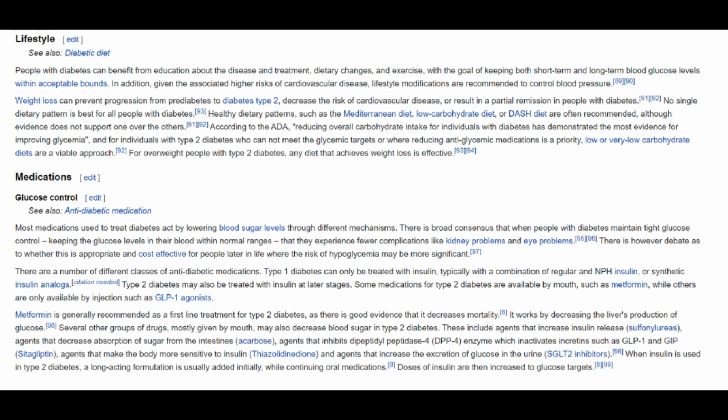Some medications for type 2 diabetes are available by mouth, such as metformin, while others are only available by injection, such as GLP-1 agonists. Metformin is generally recommended as a first-line treatment for type 2 diabetes, as there is good evidence that it decreases mortality. It works by decreasing the liver's production of glucose. Several other groups of drugs, mostly given by mouth, may also decrease blood sugar in type 2 diabetes.